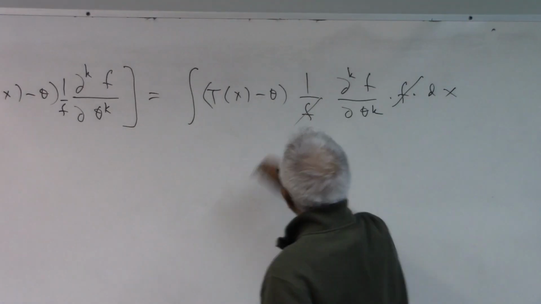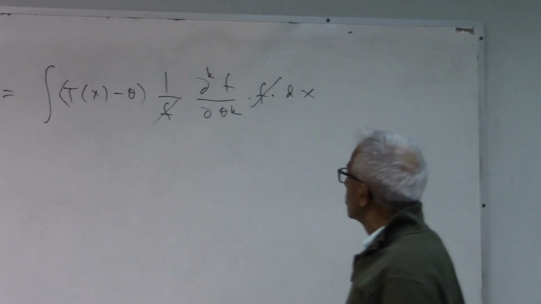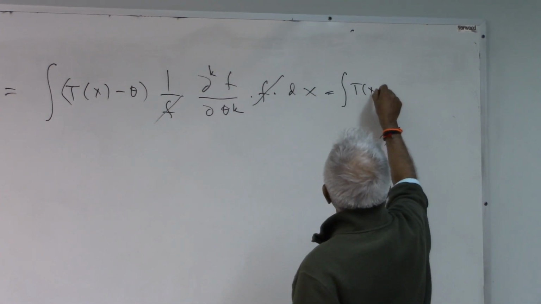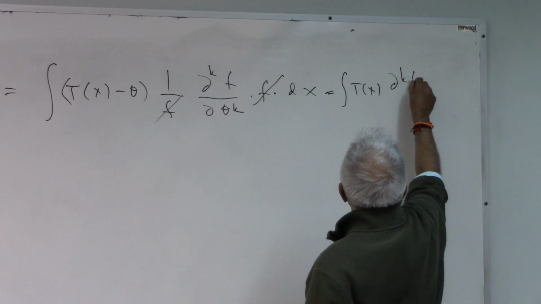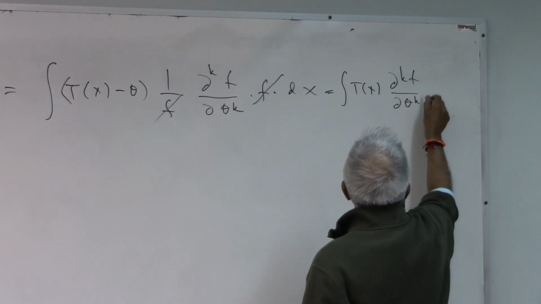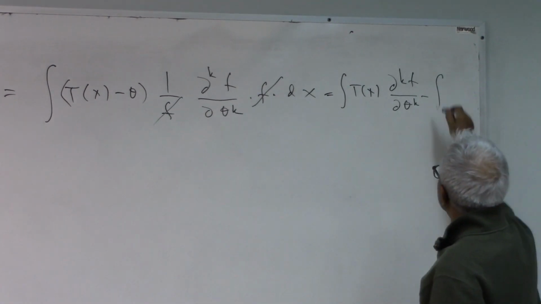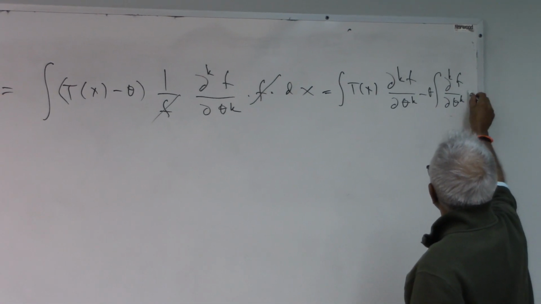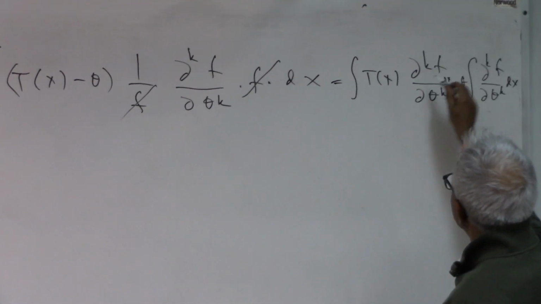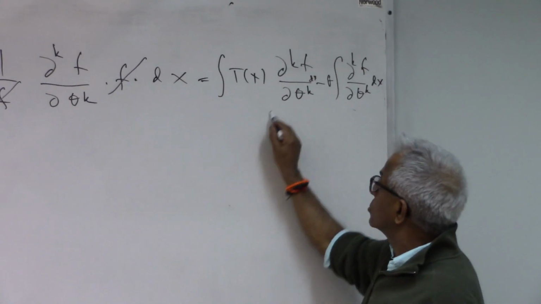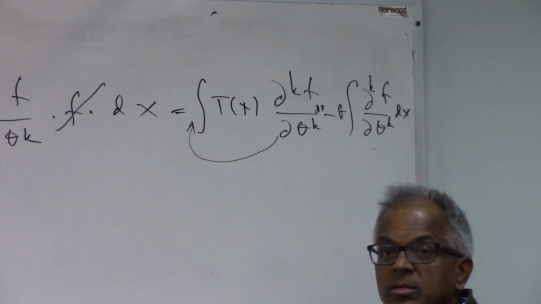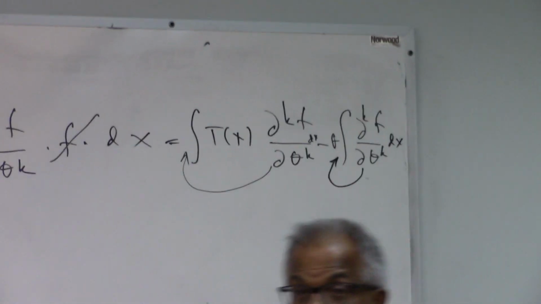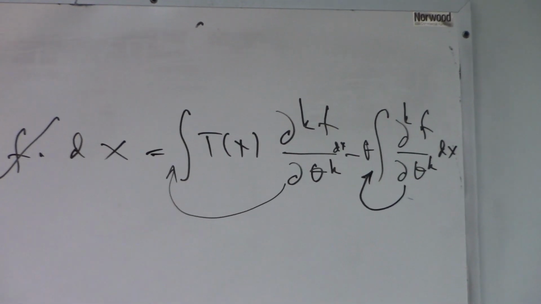Look here, this f cancels now. Then you can see, using the regularity conditions, this result is now Tx d^k f over d theta^k minus theta goes outside d^k f by d theta^k. By repeated use of the regularity conditions on f, this goes outside.